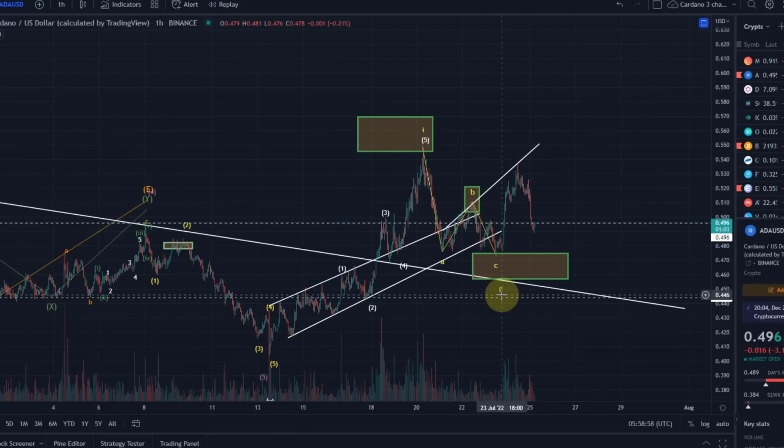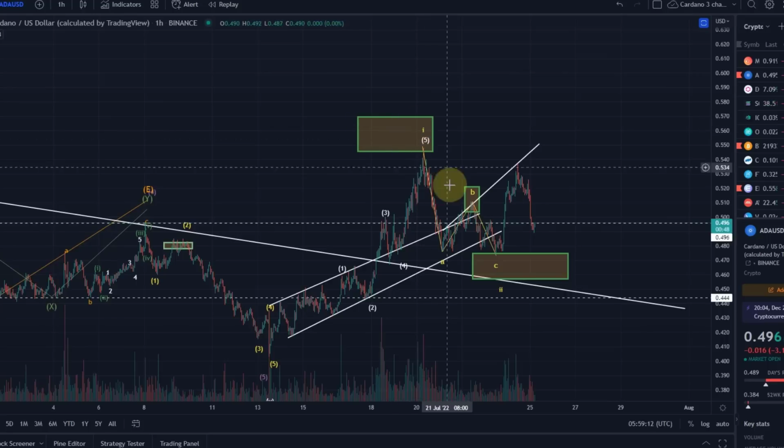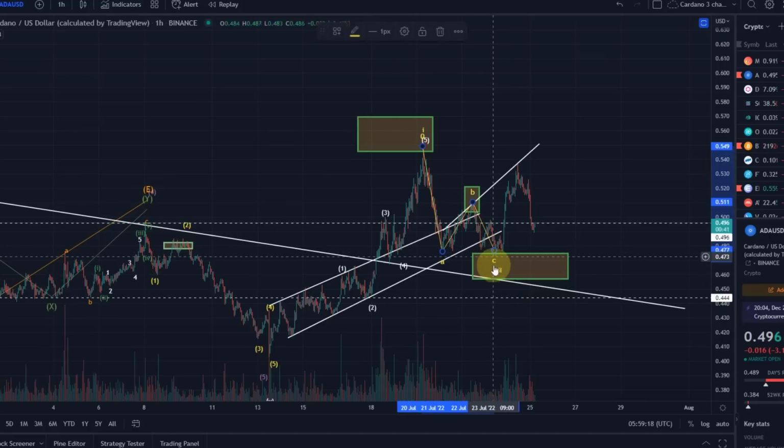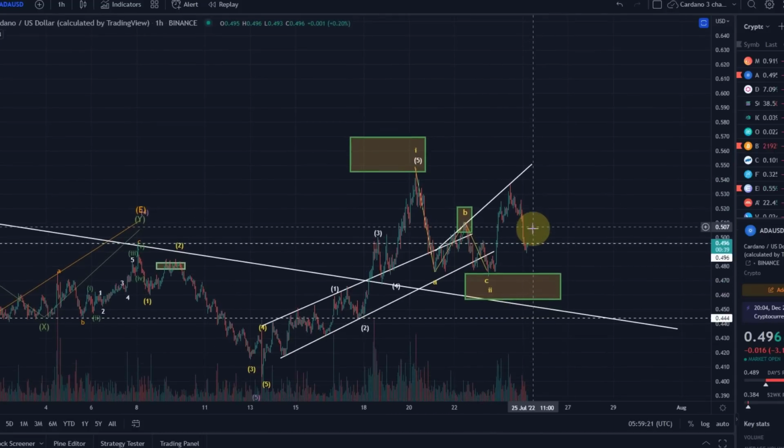Now there are a few ways we can count this. Obviously we have this wave one here, which is of course put onto the chart. That doesn't change. The first way to count it is as A, B, C, as I already showed you yesterday. Then obviously we would be in a wave 3 to the upside. The target for that would be around 69 to 70 cents.